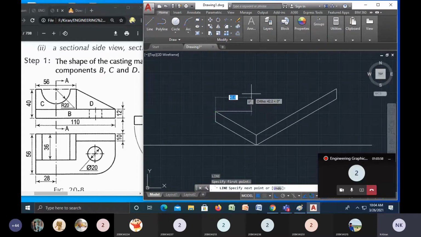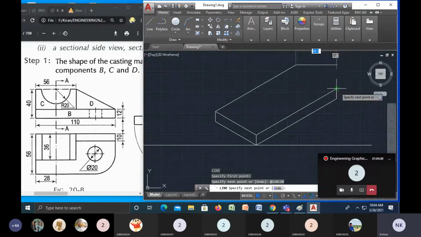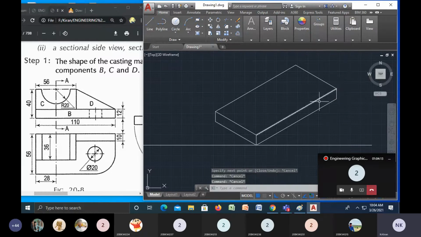From this point, again same, shift at the rate, what is the value? 110. Okay, angle 30, and from this point I will join directly here. Okay, escape. So this is your top surface.